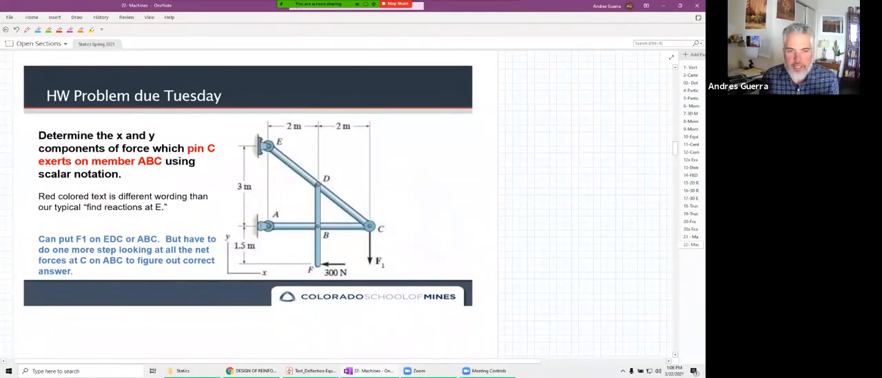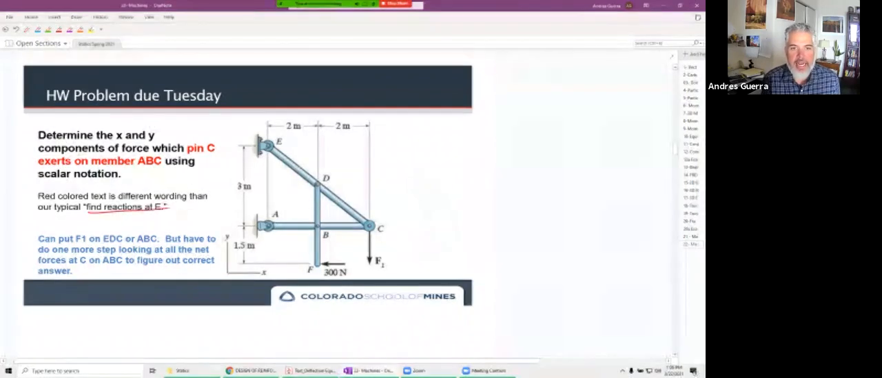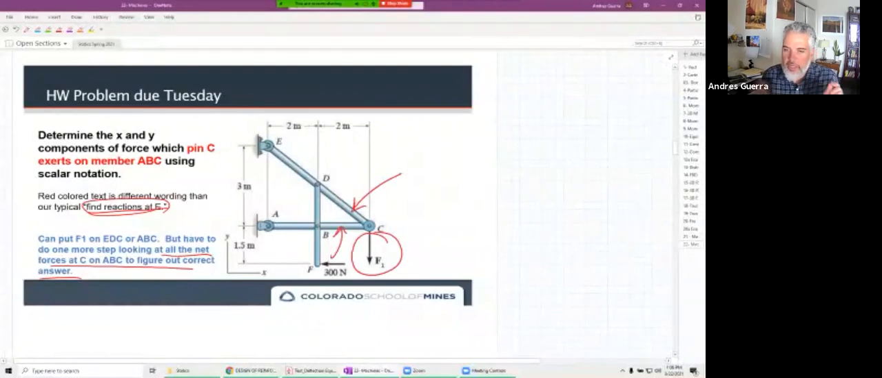Remember, this is that specific text telling us the pin C exerts on member ABC. This is different than, like, find the reactions at E. So we have to do that one more step, looking at all the net forces at C on ABC to figure out the correct answer. We can put F1 on this rigid object or this rigid object, either one, but we've got to do that one last step to figure out what the net force on ABC is.